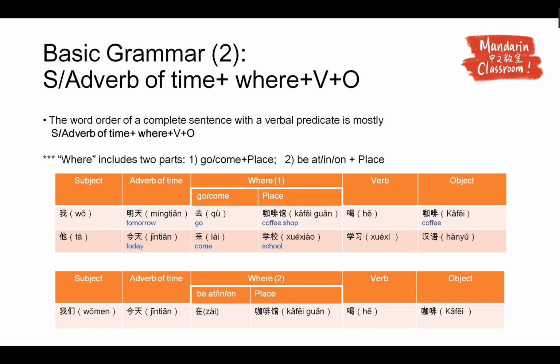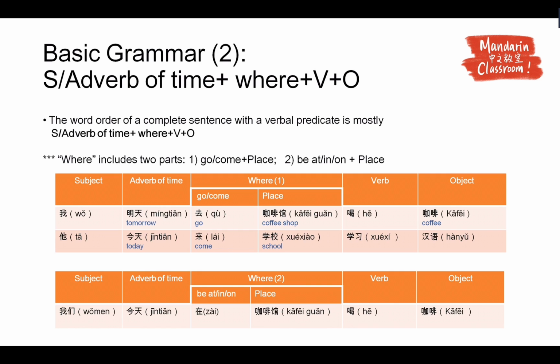And add where, and add verb and the object. But for where, we have 2 situations. The first one, in the first form, we could see includes go or come, the place to do something. So let's see the first line of the first form. 我明天去咖啡馆喝咖啡. It means I'm going to the coffee shop to drink coffee tomorrow.